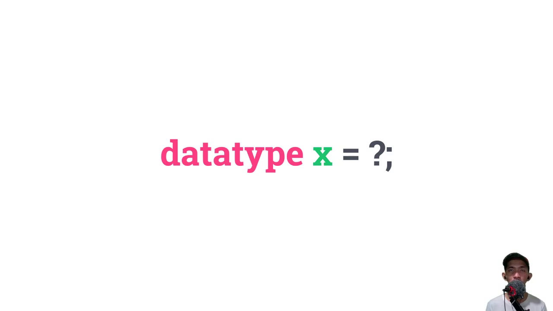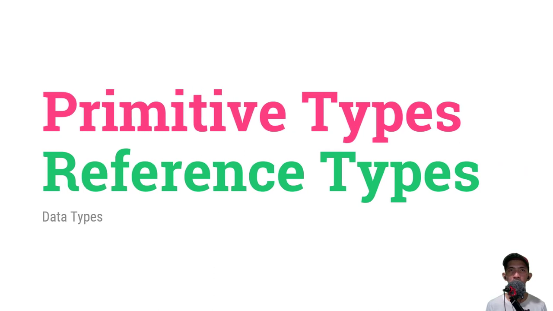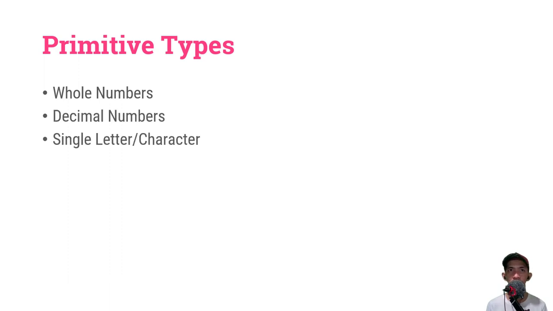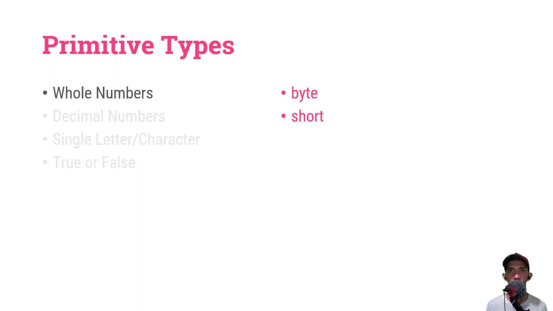Bago natin ipakita kung ano-ano yung mga data type na gagamitin natin, meron tayong dalawang klaseng data types, which is yung primitive types and then yung non-primitive or tinatawag natin na reference types. So yung mga primitive types, kaya niya mag-store ng whole numbers, ng decimal numbers, single letter, character, or yung ASCII characters, and true or false. So, simulan muna natin ngayon kay whole number. So, ano-ano ba yung mga data type na ginagamit natin? So, number one dyan yung tinatawag natin na byte. Number two is short. We have int for integer.